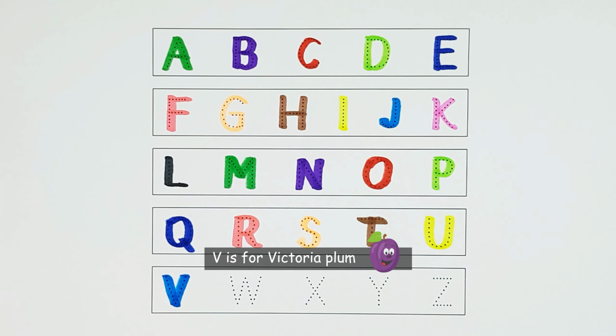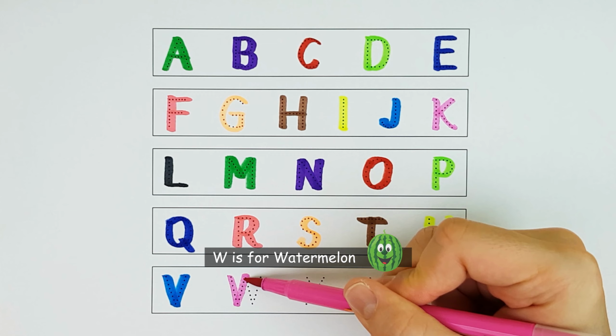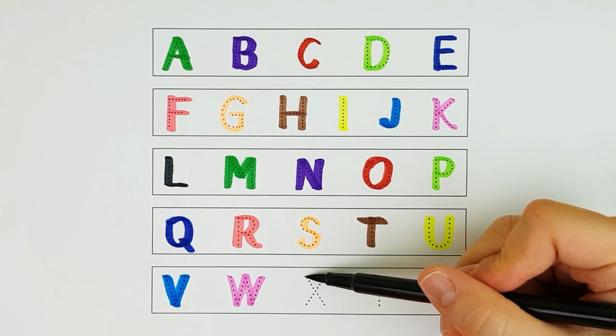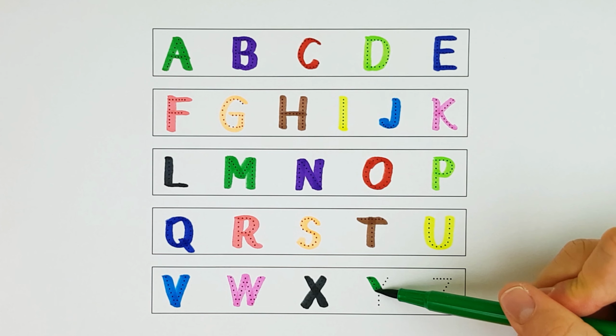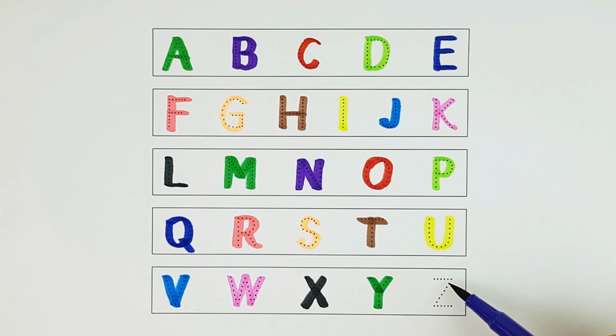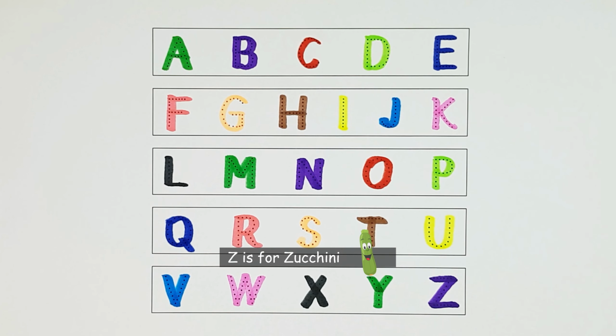V. V is for Victoria plum. W. W is for watermelon. X. X is for zymenia. Y. Y is for yellow pepper. Z. Z is for zucchini.